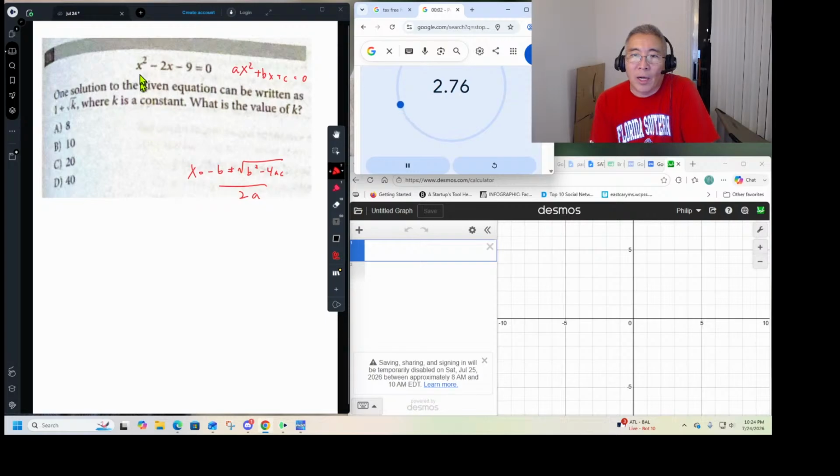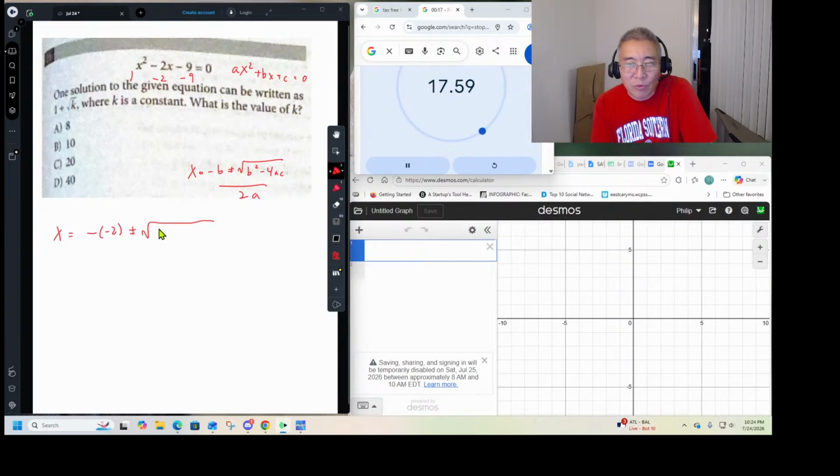So I would identify my a, b, and c here. My a is 1, my b is negative 2, and my c is negative 9. I'm going to plug them in here. So x equals negative negative 2 plus or minus the square root of negative 2 squared, which would be positive 4, minus 4 times a times negative 9, which is c, all over 2 times 1, which is just 2.